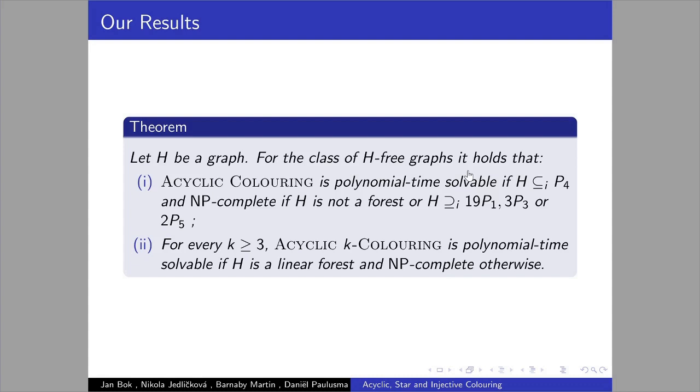So for acyclic colouring, as we said, we have this complete dichotomy when K is fixed, so the problem is NP complete when H contains a claw or a cycle and polynomial time solvable otherwise. And then we also have some results for linear forests, but a finite number of open cases when K is part of the input.